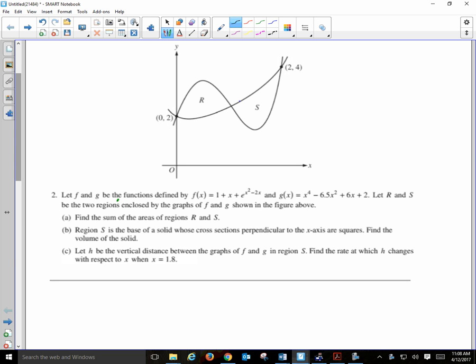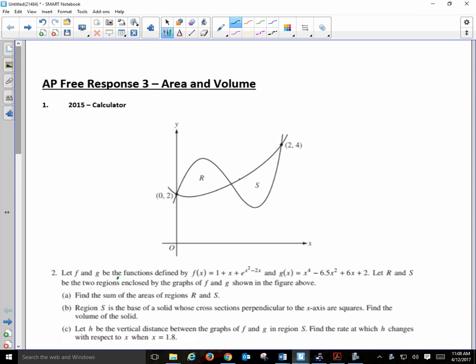Let f and g be these two functions. f of x is this, g of x is this. Let R and S be the two regions enclosed by the graph. See the figure above. Today we are doing area and volume. So this is familiar to what you've seen before. I think you will like these problems better than what you saw yesterday. Okay?